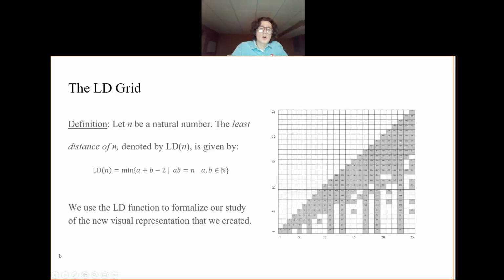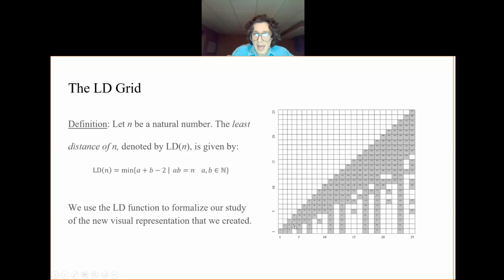Well, we obtain what's called the LD grid, LD standing for least distance, and we have a specialized function that we've defined in order to formalize our study of this visual representation called the LD function, the least distance function, which is given by LD(n) equals the minimum of the set a plus b minus 2 such that ab equals n, where a and b are positive integers. So you take any number on this grid and it's been plotted according to its least distance. It's only been plotted once because each number corresponds to a unique rectangle of so-called least distance.